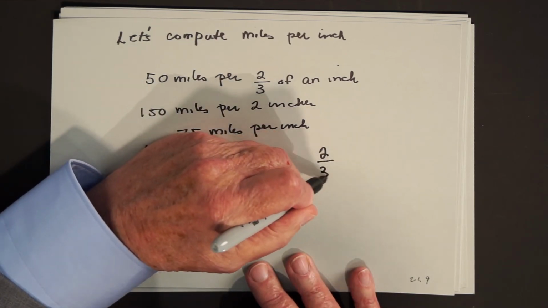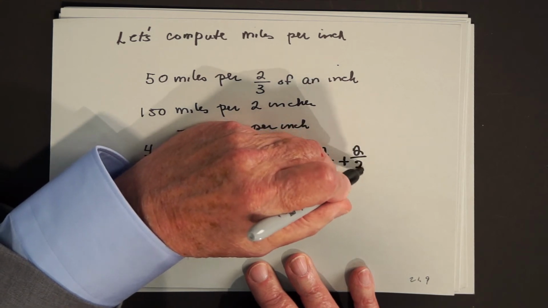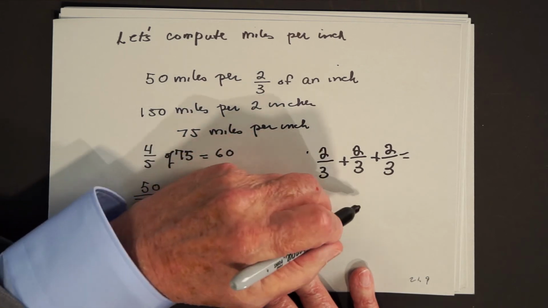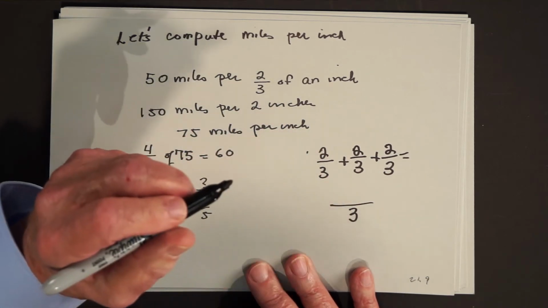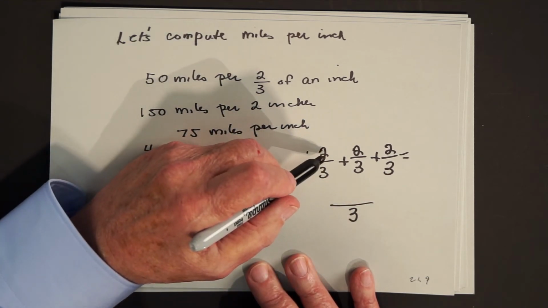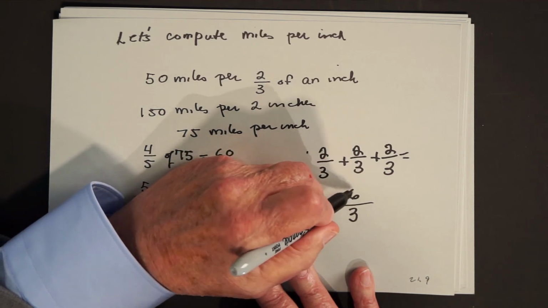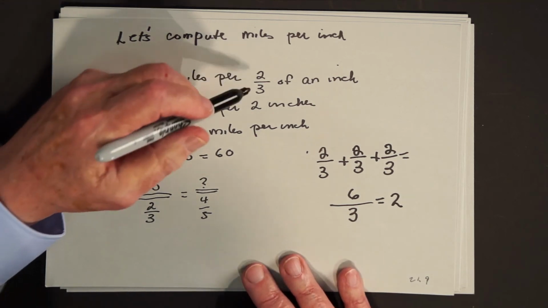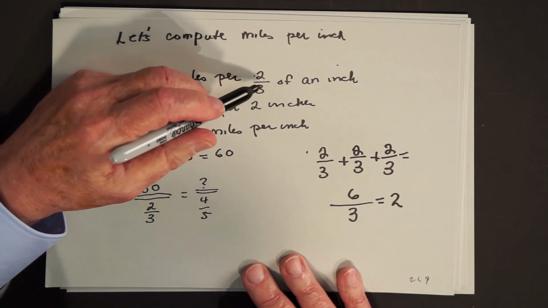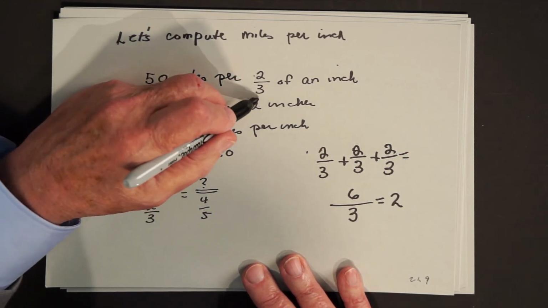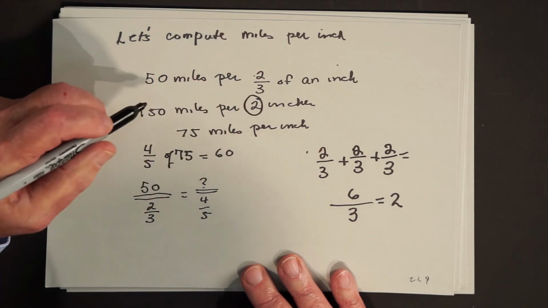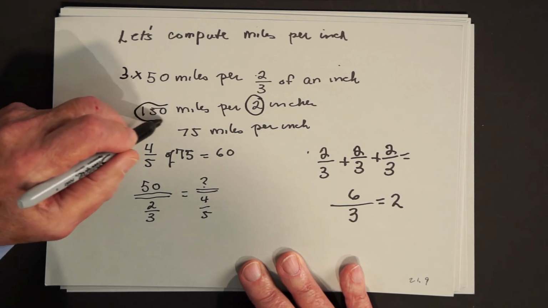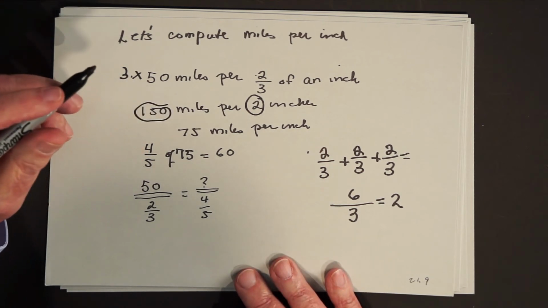And again, if it doesn't sound logical, the nice thing is you can always resort to the definition. How do you add fractions? You keep the common denominator, then you add the numerators. 2 plus 2 is 4 plus 2 is 6. 6 divided by 3 is 2. So that would work out. In other words, if I take 2/3 of an inch 3 times, I wind up with 2 inches. And if I take 50 miles 3 times, I wind up with 150 miles.